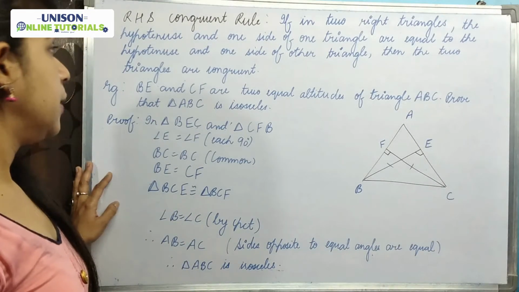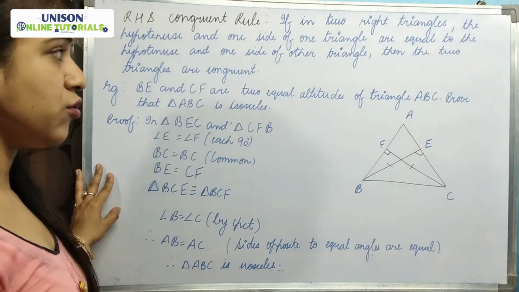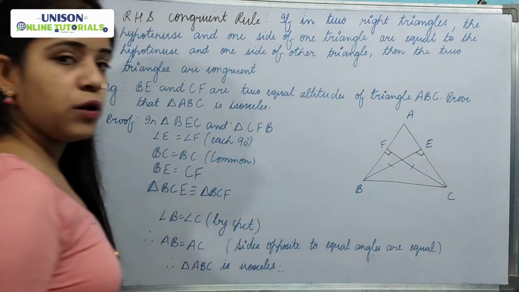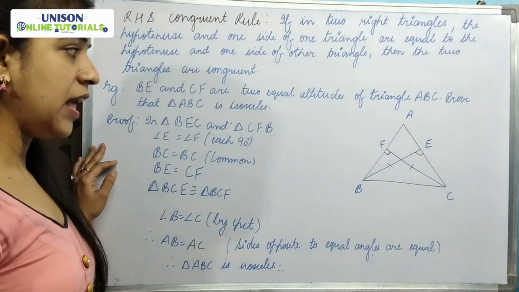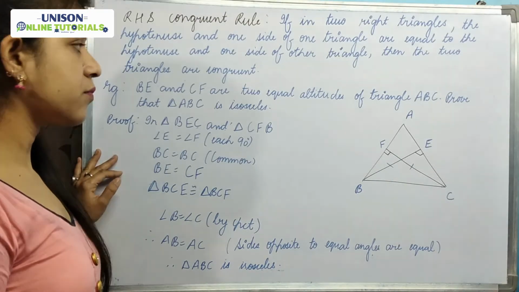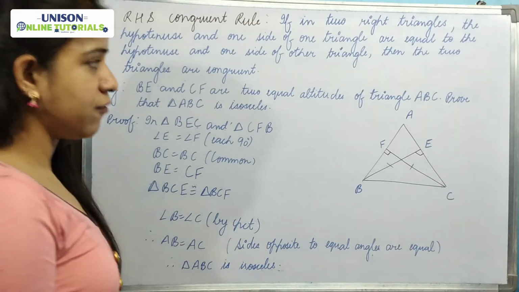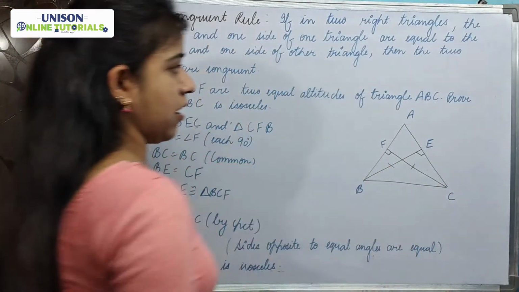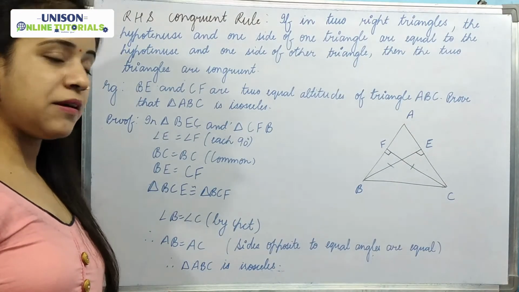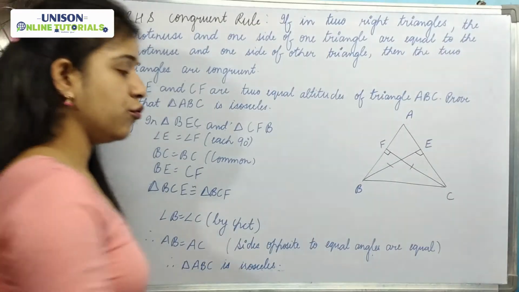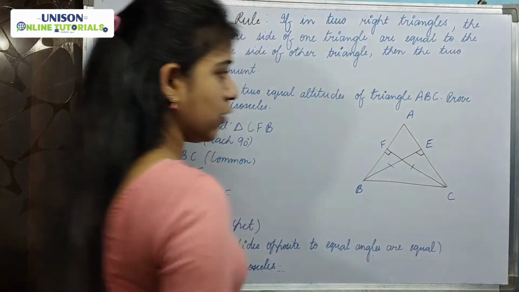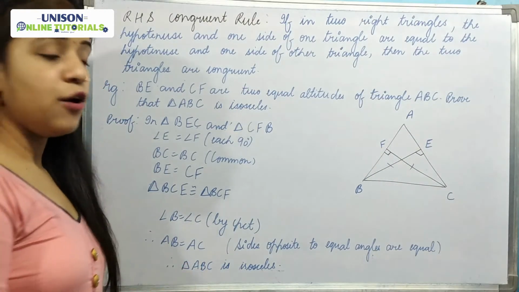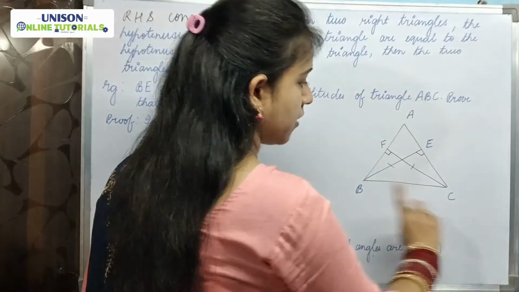Let's take an example. BE and CF are two equal altitudes of triangle ABC. Here it is given that BE and CF are equal altitudes. So we have to prove that triangle ABC is an isosceles triangle. So first of all, we have to take triangle BEC and triangle CFB. Why? Because we have to prove that ABC is an isosceles triangle. If we prove AB equals AC, then we can say that ABC is an isosceles triangle, and for proving AB equals AC, we need to prove angle B equals angle C first.